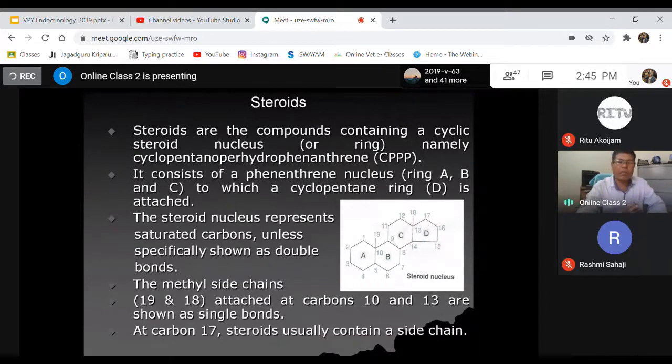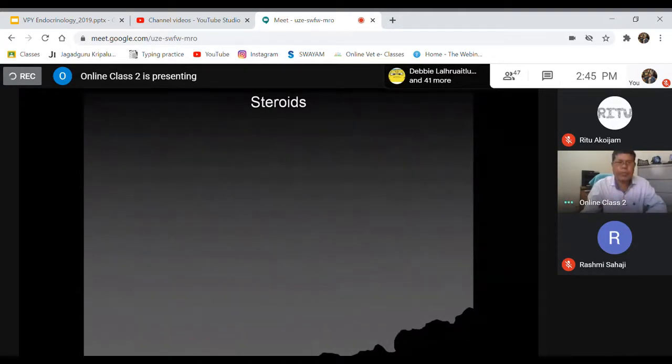Then at carbon 17, the steroids usually contain a side chain. If you see the structure of cholesterol, it has 27 carbons. That is due to the presence of the side chain attached to carbon number 17.